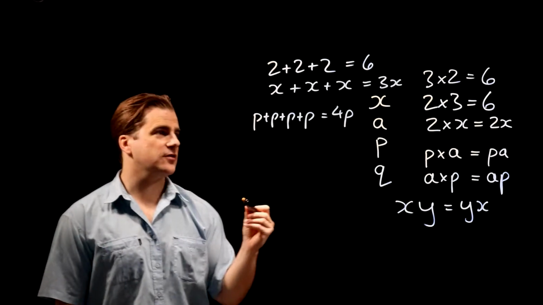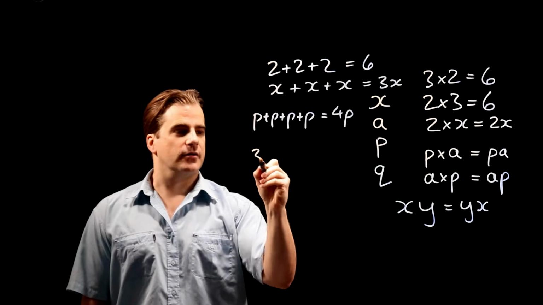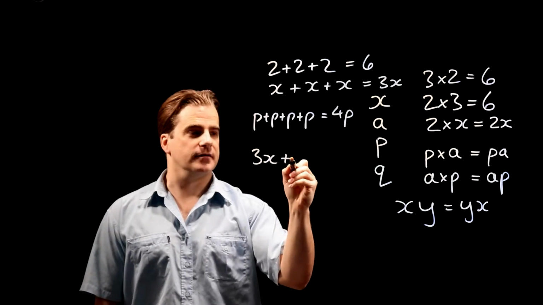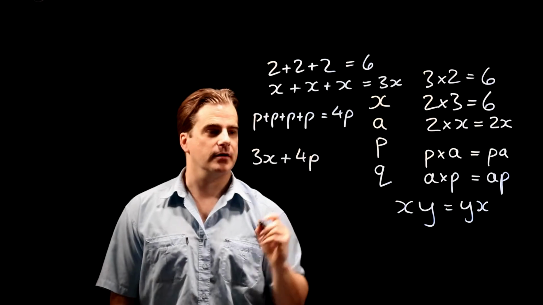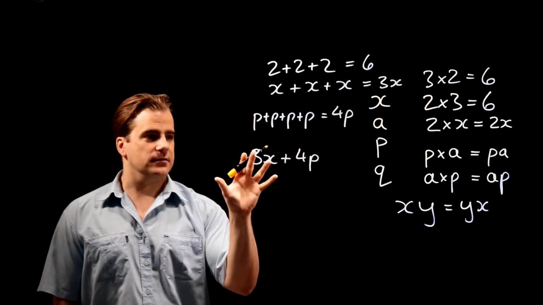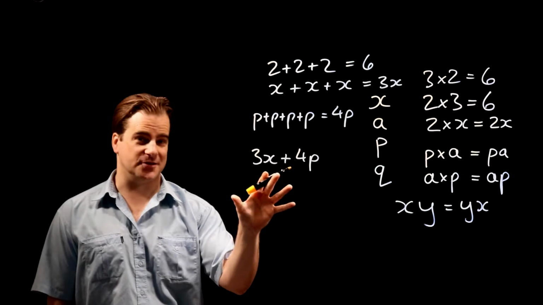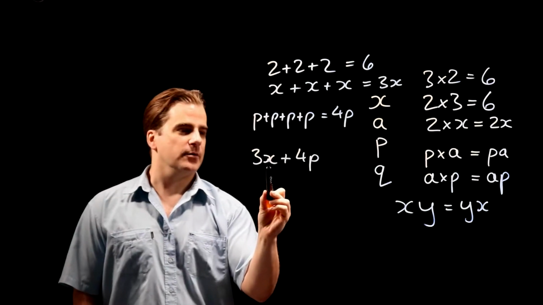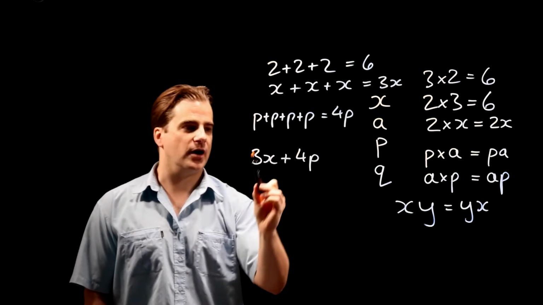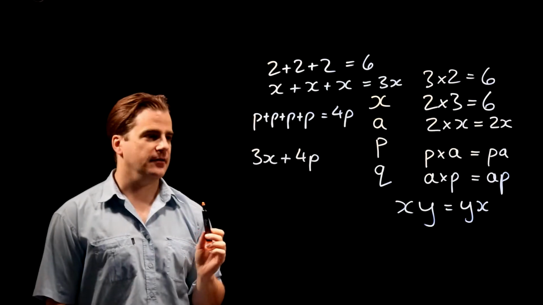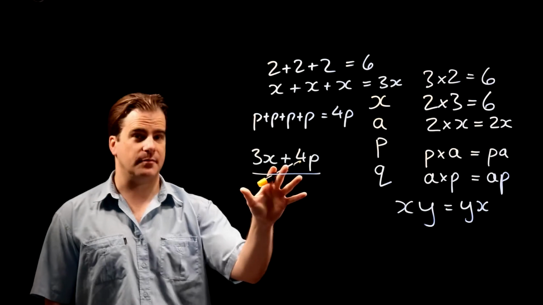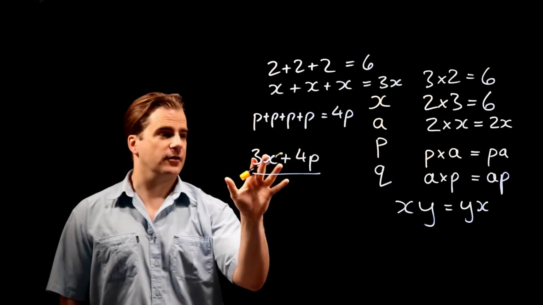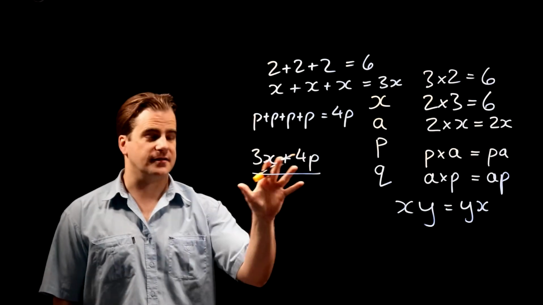Now what if we wanted to add 3x, say, plus a different variable, plus 4p? Well, you can't. It's the short answer. With different variables, you can't add the terms. Okay? That is as simple as it gets. If that's your final answer, or you're asked to simplify that, you can't. 3x plus 4p is as simple as it gets.